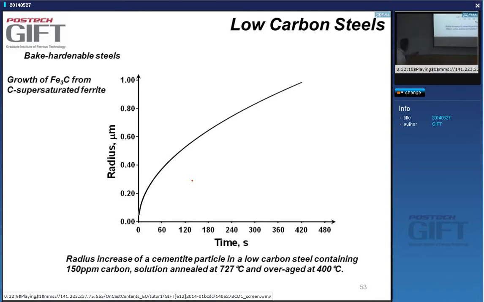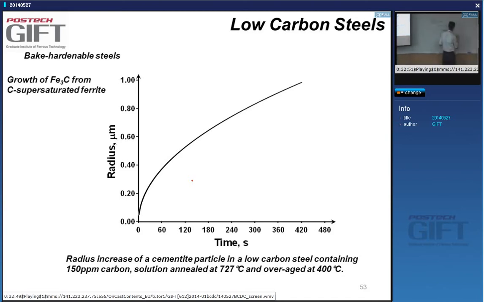The overaging. Yes. And here you can see, for instance, what the growth of these cementite particles during the overaging at 400 degrees C. Yes, so you can really precipitate your carbon and keep a certain amount. If you know the radius, you know the volume, and so you can calculate how much carbon you leave in solution to give you the bake hardening effect.